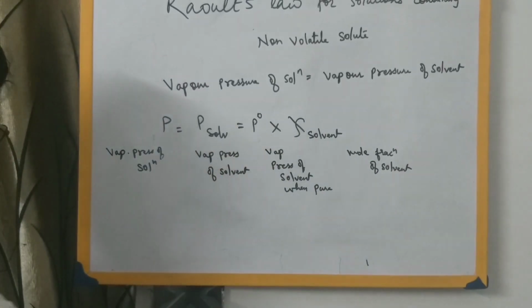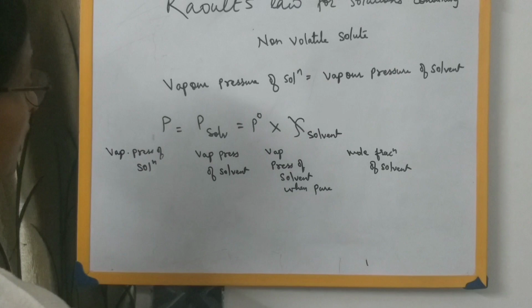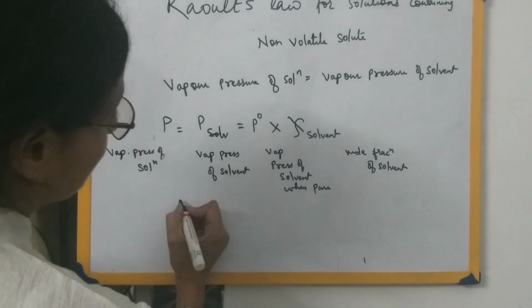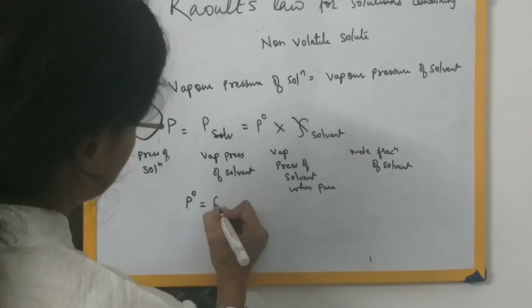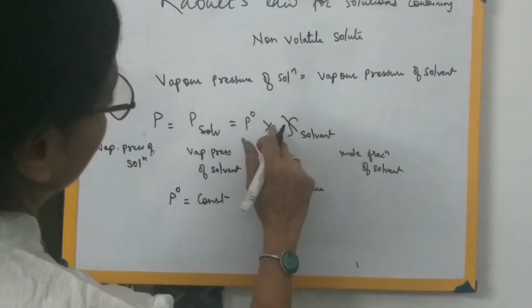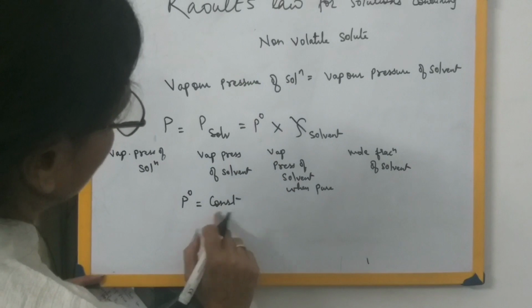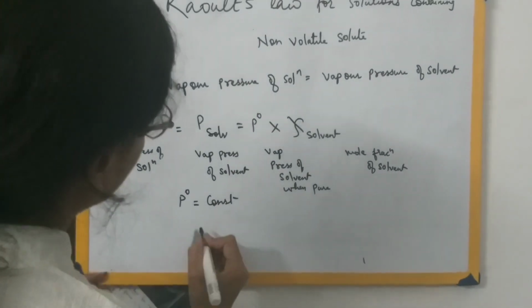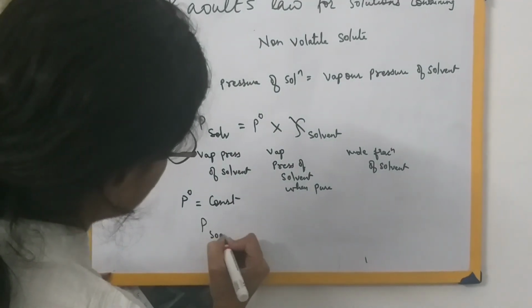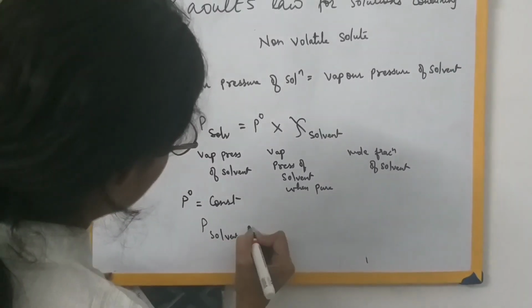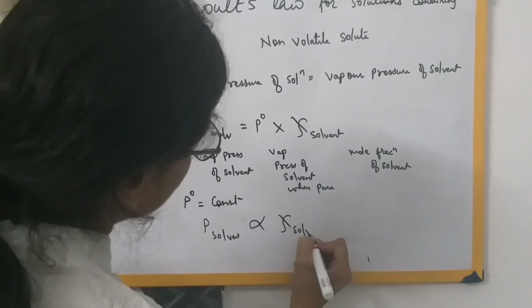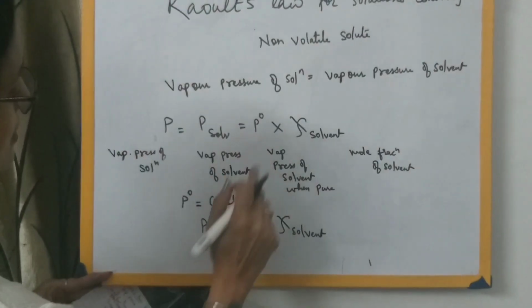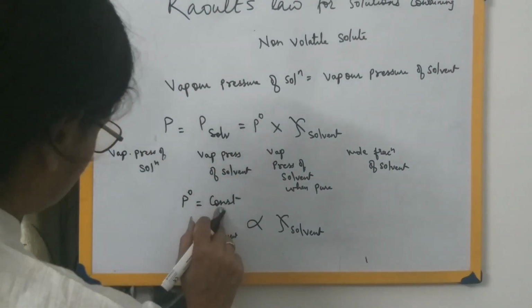As I just said, I am not writing down such a big statement again on the board. Now just see that when the component is very much pure, P0 is a constant, because the component is pure. So P of solvent, that is vapor pressure of solvent, will be proportional to the mole fraction of the solvent, if this is constant. Let's consider this is a constant.